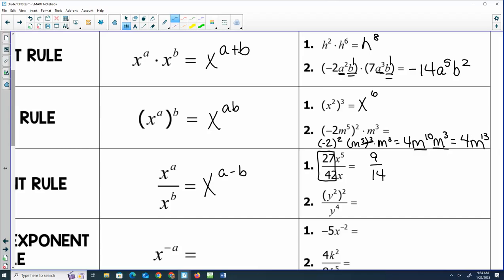And then we look at our x's. We have 5 on top and 1 on the bottom. So 5 minus 1 is 4. Alright, you guys try number 2.